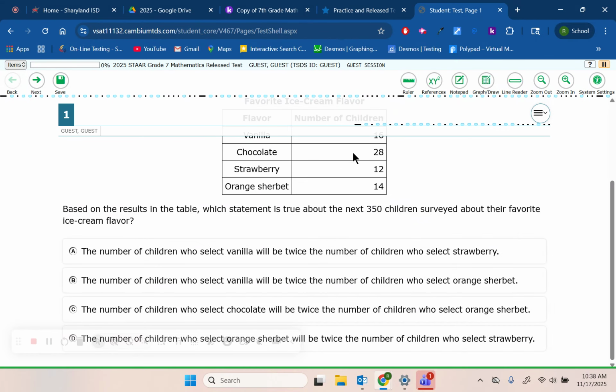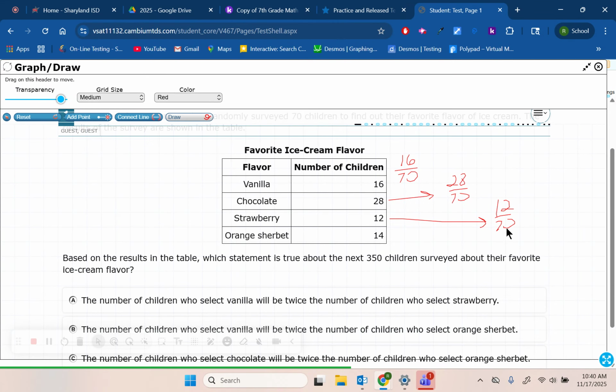I know that 16 out of 70 kids picked vanilla. I know that 28 out of 70 kids picked chocolate. I know that 12 out of 70 kids picked strawberry. And then that 14 out of 28 kids, not 28, where did I get 28 from? I saw that 28 up here. 14 out of 70 kids picked orange sherbet, right? Okay, so that's what I know.